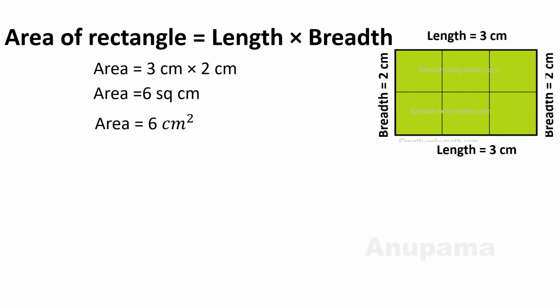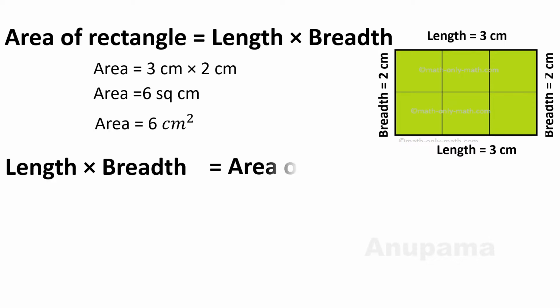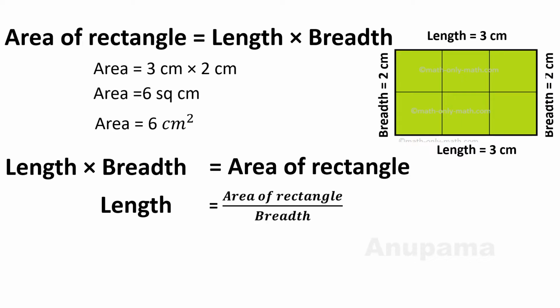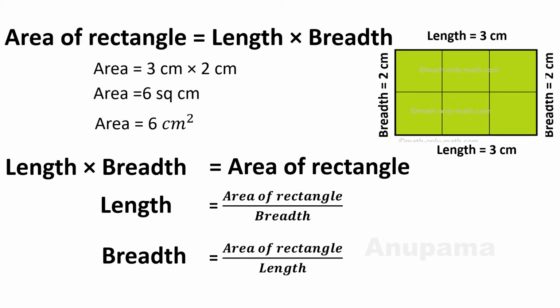But what if area is given to you and you need to find out length or breadth? We can find out the formula by ourselves. How? We know that length into breadth equals area. So if we need to find out length, just transfer the breadth to the opposite side. So it is area of rectangle divided by breadth. And if we need to find out breadth, what will we do? We will transfer length to the opposite side, and our formula will be area of rectangle divided by length.